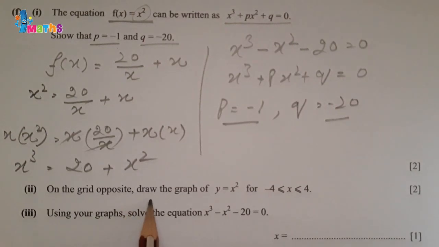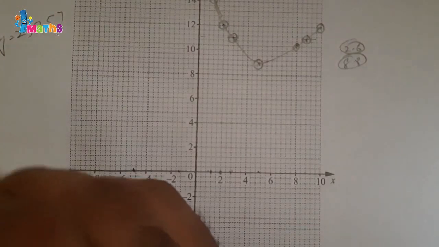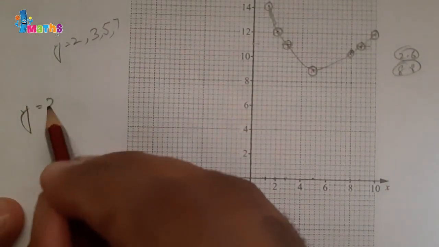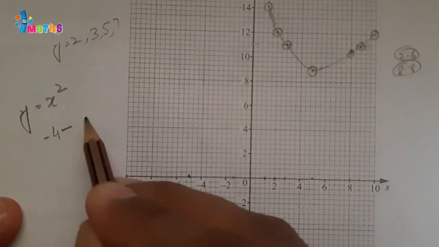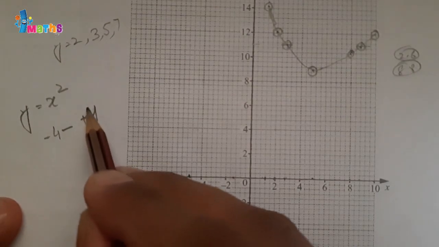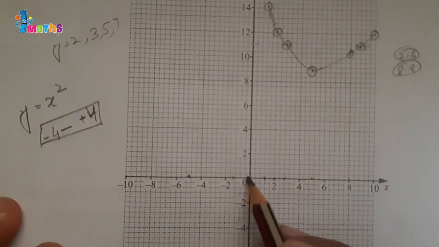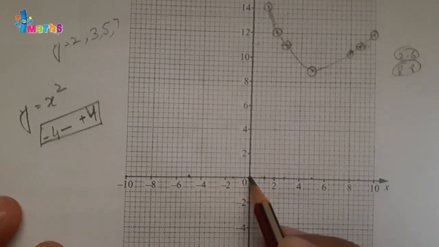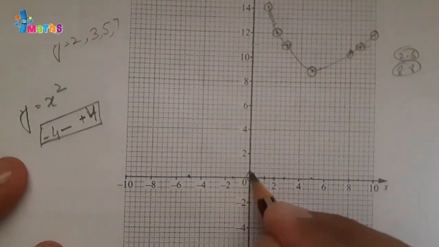Now on the grid opposite, draw the graph of y is equal to x square for this range, which is minus 4 to 4. We have to draw the graph of y is equal to x square. If we take values, we have to take minus 4 to plus 4. This is the range which they have provided us. So we can take values, for example x is equal to 0. For x is equal to 0, y will be 0, so one point will be the origin.